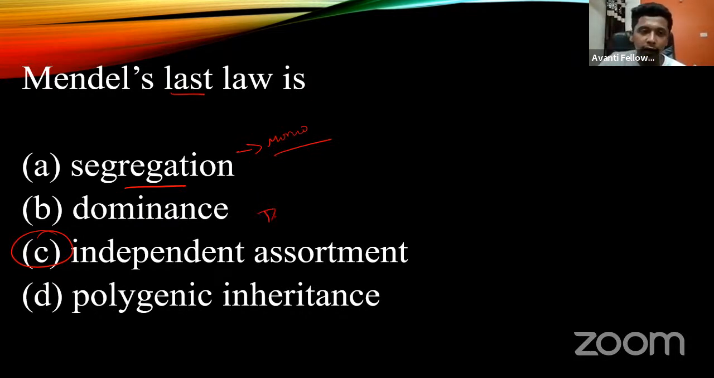We studied dihybrid cross. So in dihybrid cross, we talked about the law of independent assortment. After that we never came across Mendelian laws. So we are talking about non-Mendelian laws immediately after dihybrid cross. So that means our option is C, right?